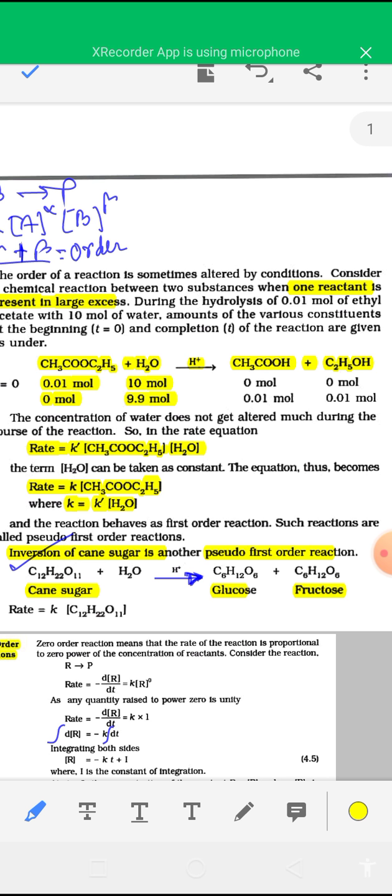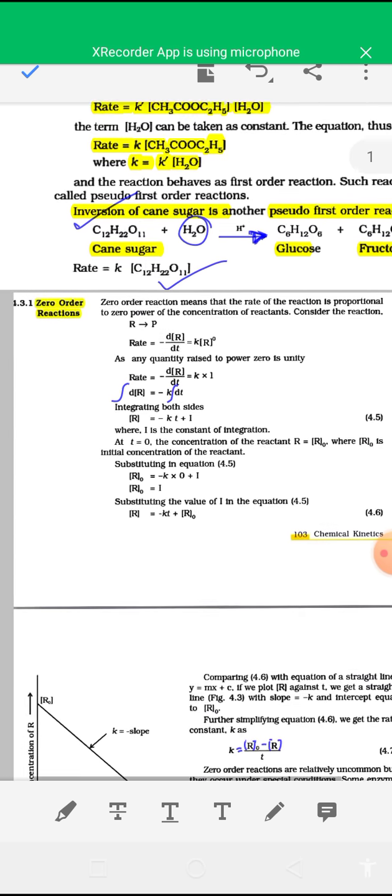This is because in this case the water is present in very large amount, so concentration of water is very high, so you can take the concentration of water as a constant, so rate will depend only on the concentration of cane sugar. Okay, so the reaction becomes first order with respect to cane sugar. So you may think that these reactions are second order reactions, but these are actually first order reactions, and such type of first order reactions are known as pseudo first order reaction.